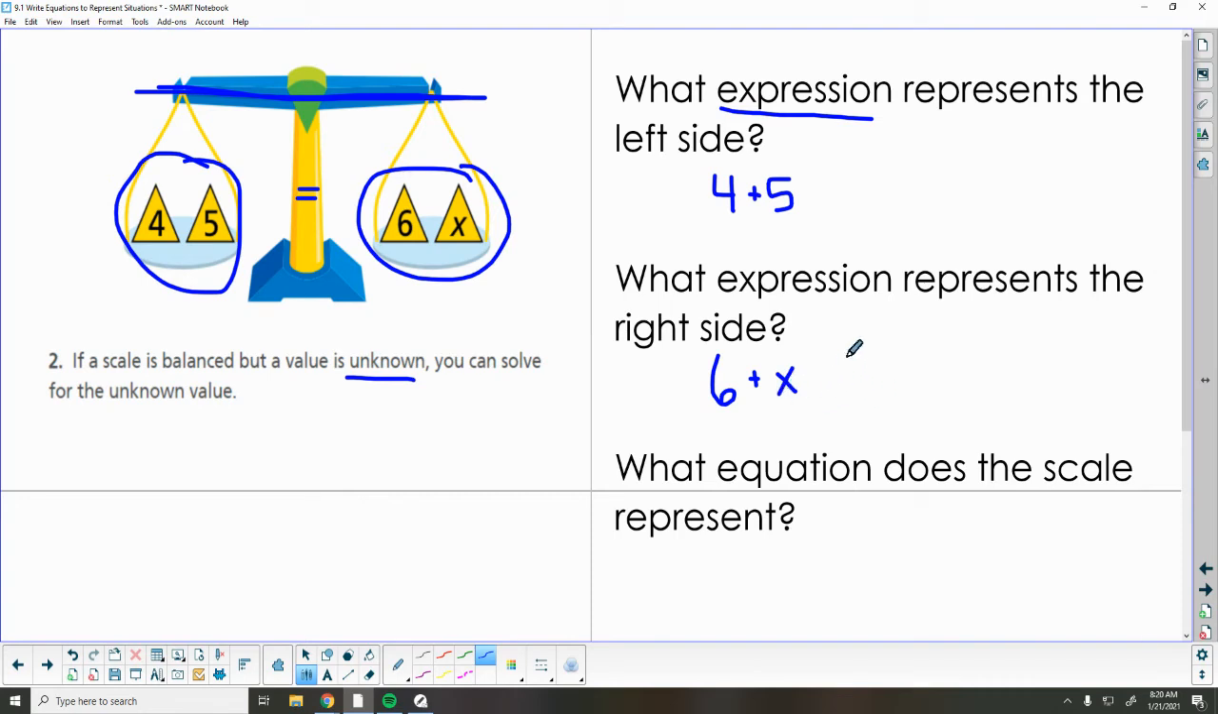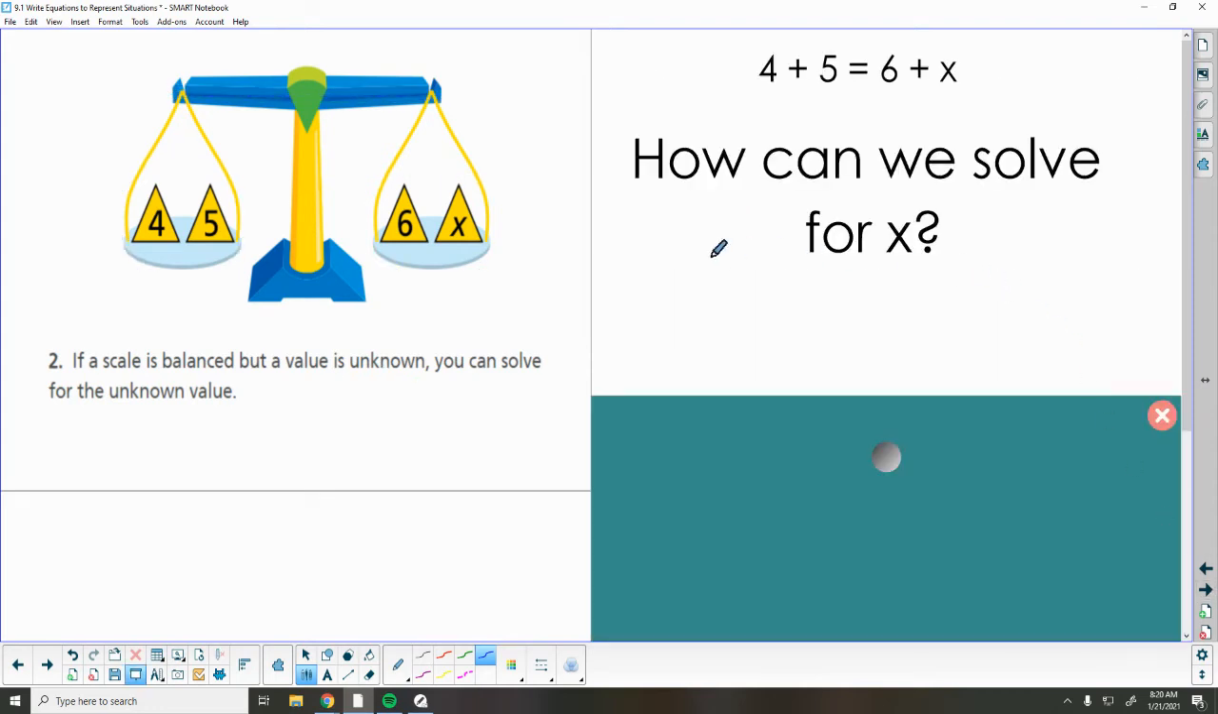So now we want to write that out as an equation. So show how these are balanced. So we know that 4 plus 5 equals 6 plus x because we can see that they are balanced here. So they can equal each other. So now I want you to think about how can we figure out what x is?